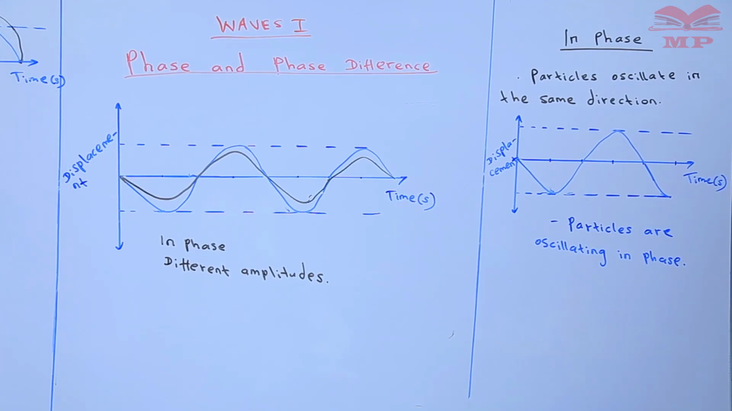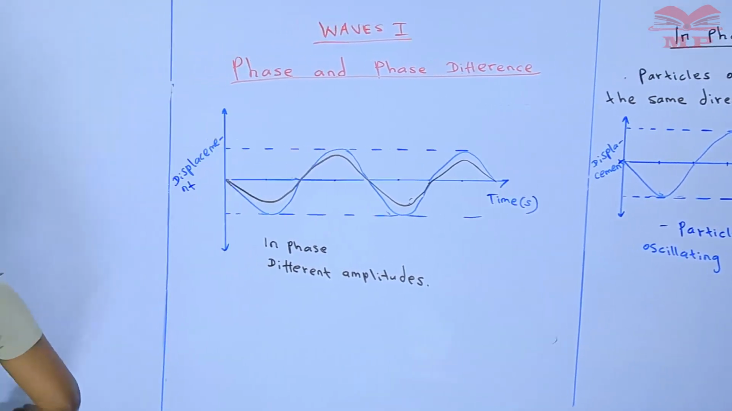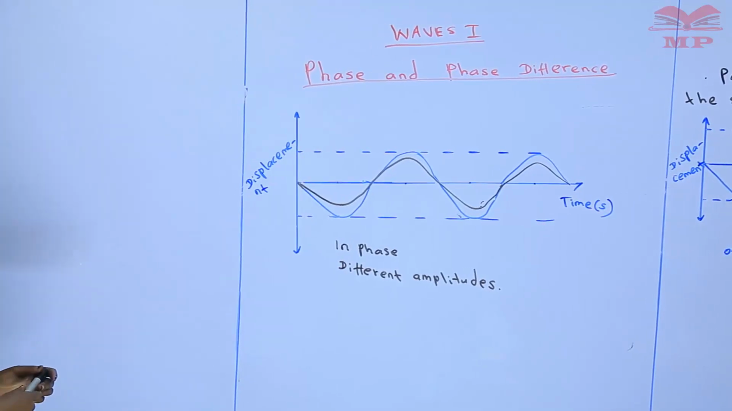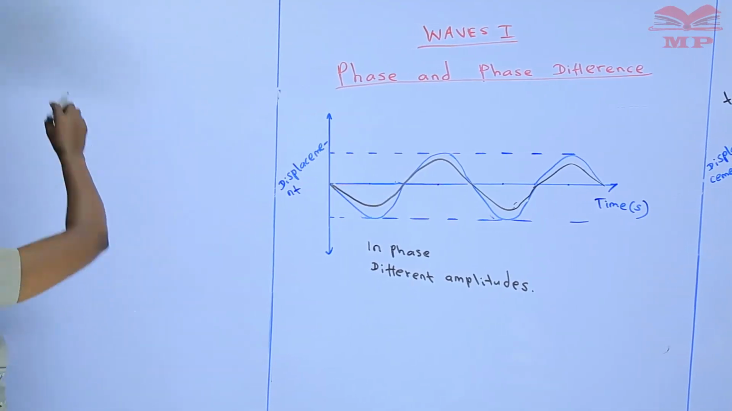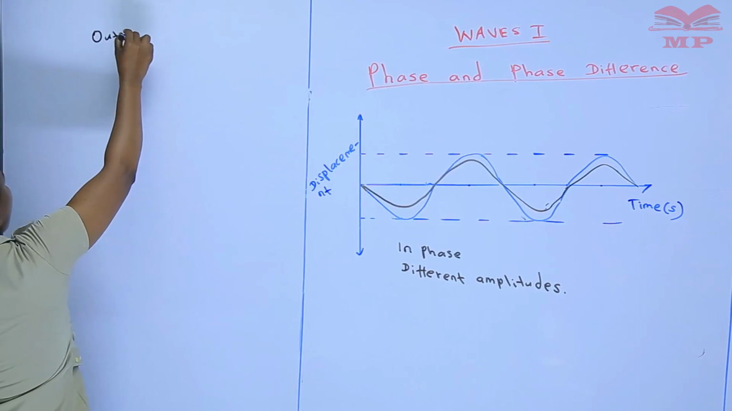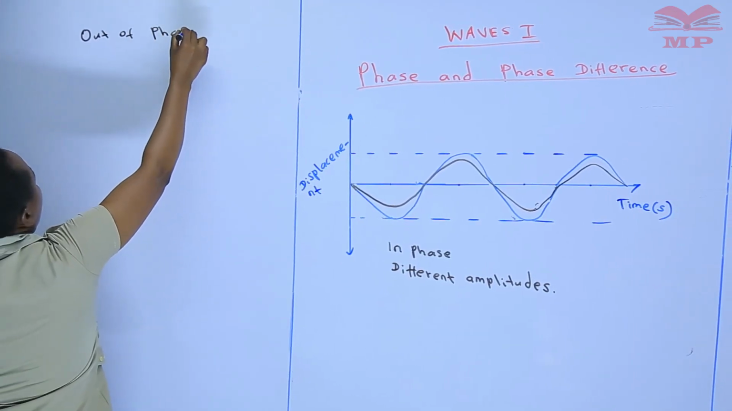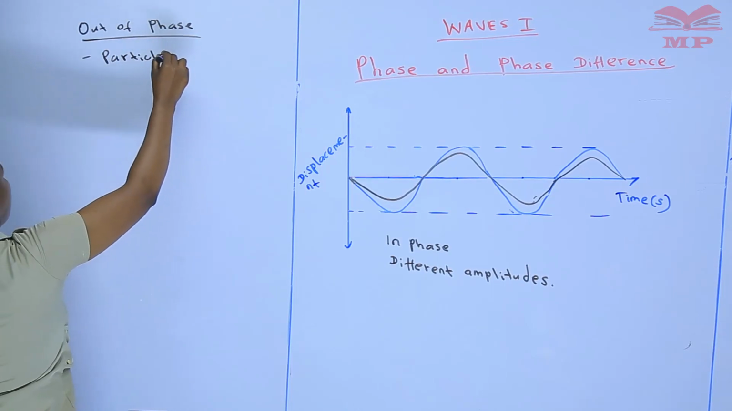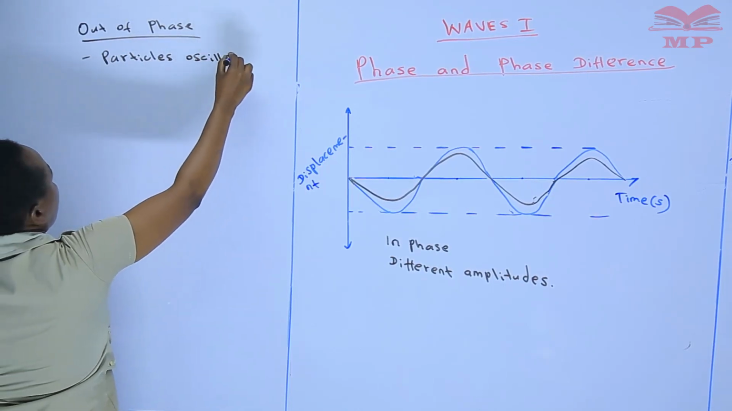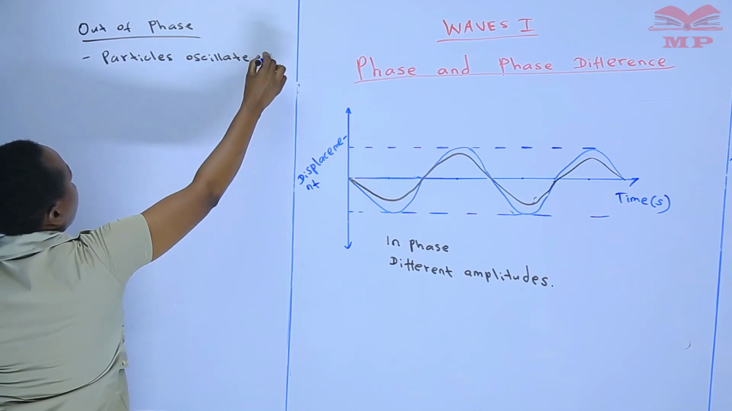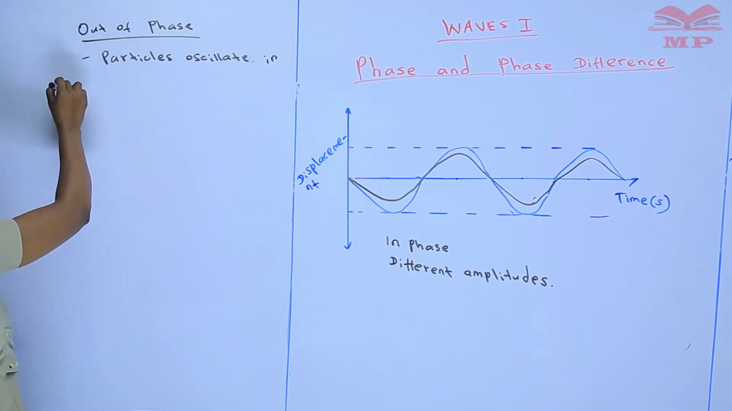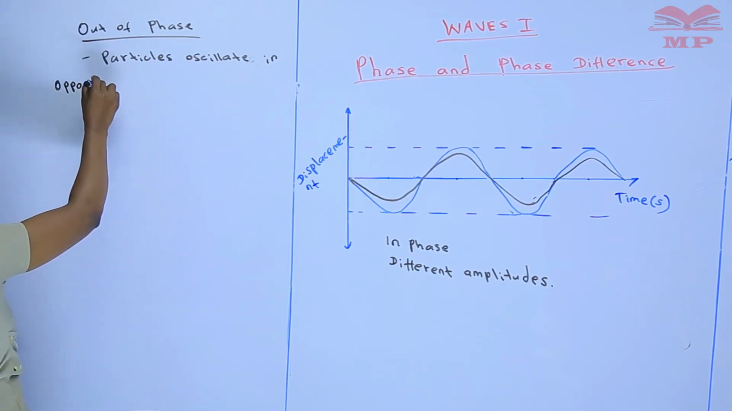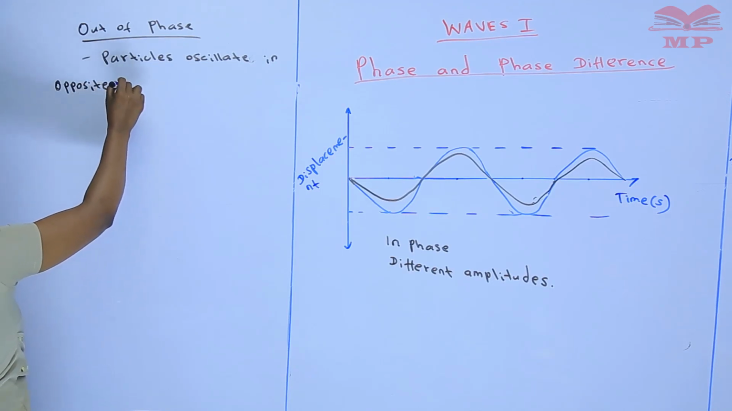Then we can define out of phase. When we say that waves are out of phase, we have said for in phase the particles are oscillating in the same direction, whereas out of phase, in this one the particles oscillate in different directions or in opposite directions.